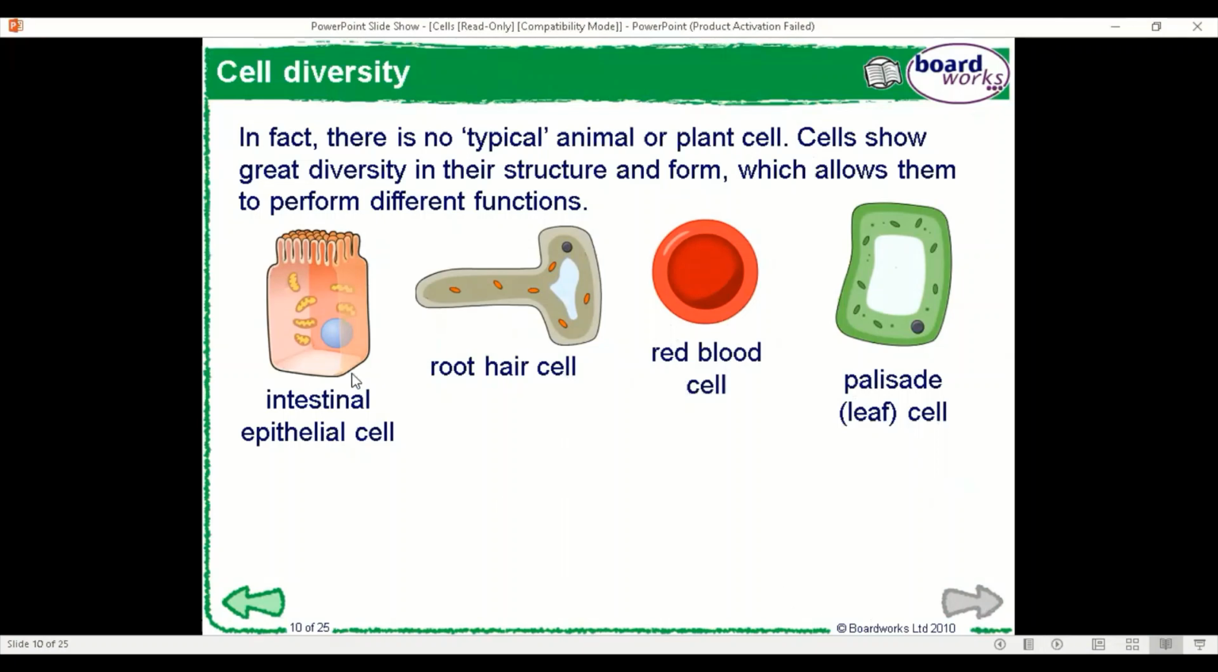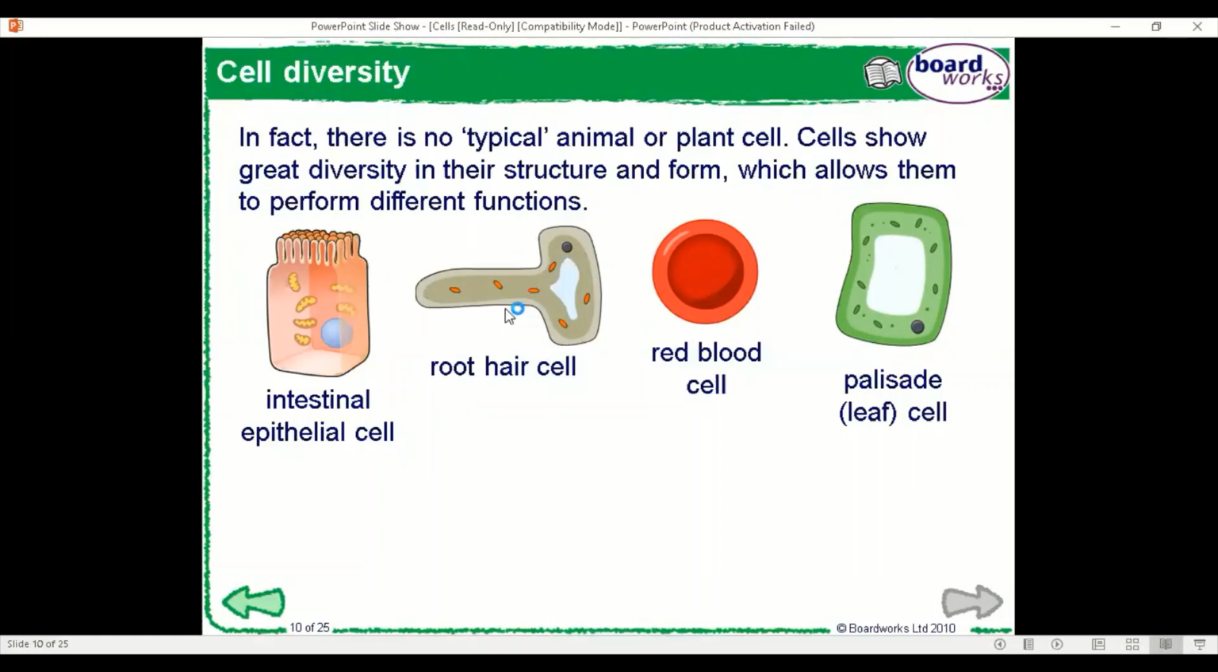So we've got intestinal epithelial cell, it's in the intestine, root hair in the plant, red blood cell, palisade cell in the leaf. Now, as far as these cells are concerned, the intestinal cell is responsible for absorbing nutrients from digested food into the blood. It's got lots of little villi on it, and they increase the surface area so more absorption can take place.